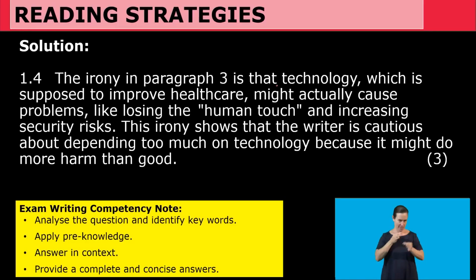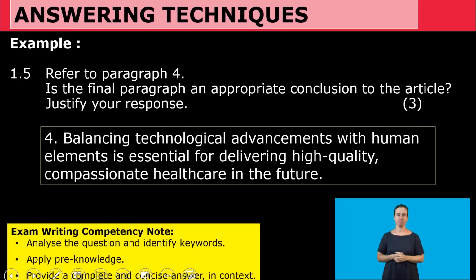And then, of course, remember, when you're doing an irony question, you must look at both sides and you must explain both sides. So the irony is that technology, which is supposed to improve healthcare, might actually cause problems like losing the human touch and increasing security risks. So this shows that the writer is again cautious about depending too much on technology because it could do more harm than it will do good.